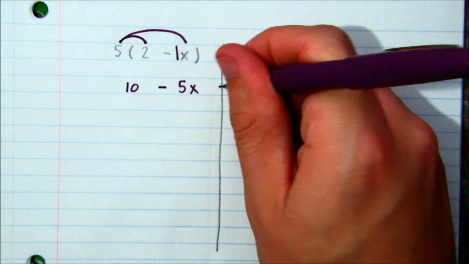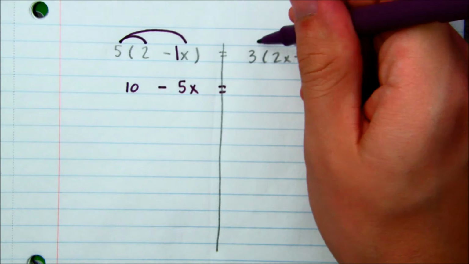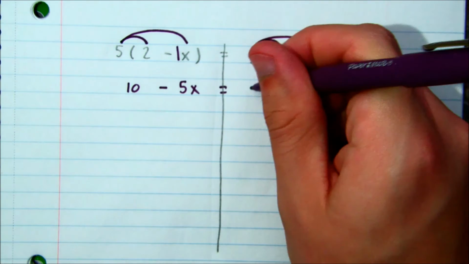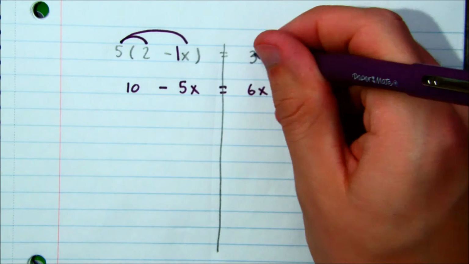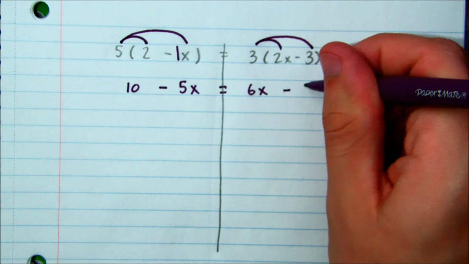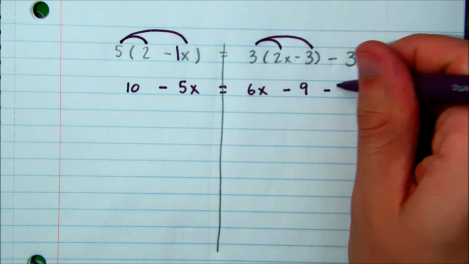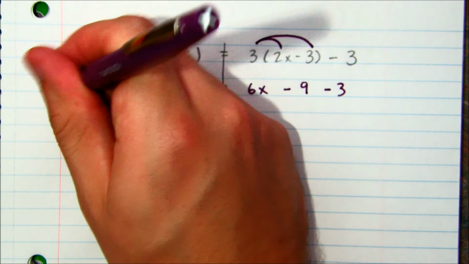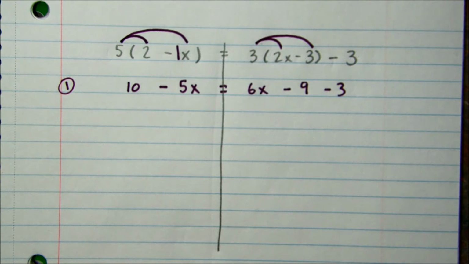equals. Then I do the distributive property on the other side. So 3 times 2x gives me 6x. 3 times negative 3 is negative 9. And then this 3 just kind of stays where it is. So that's the end of the first step. There are no more distributions I need to do, so I can go on to step 2.